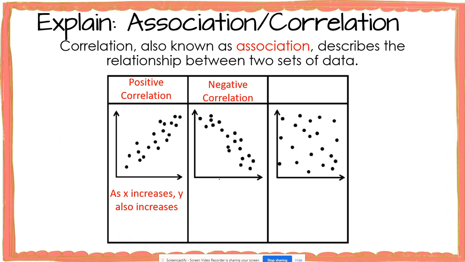The second scatter plot has what we call negative correlation. In this situation, as our x values increase, our y values actually decrease. You can see that here because as we go further to the right on our number line, so x is increasing as we go to the right, but our points are actually going down on the y-axis, so the y values are decreasing.